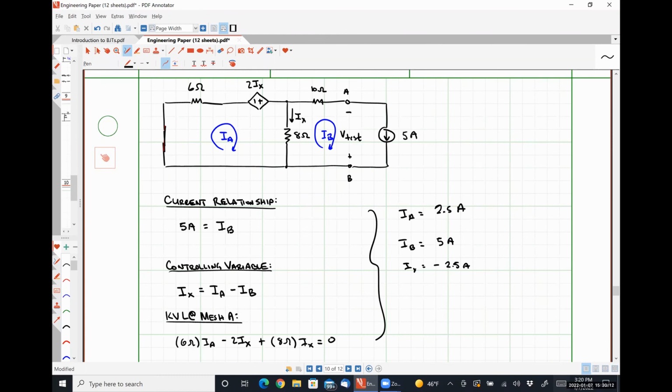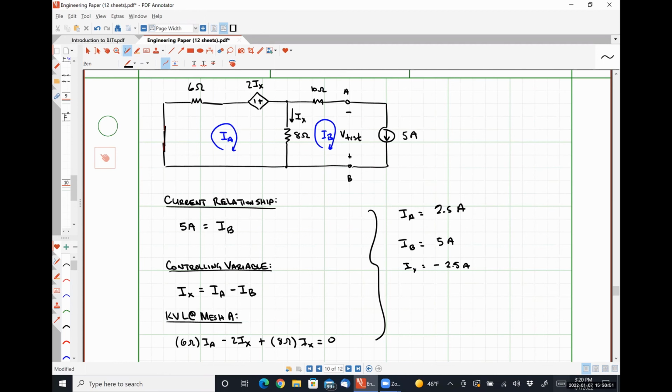All right, so we know those 2 mesh currents, and we know the quantity IX. So my question is, how do we determine V test now that we know those quantities? Bradley. Would V test be 10 ohms times I test plus 8 ohms times IF? Not quite, but very close. So your idea there is perfect.